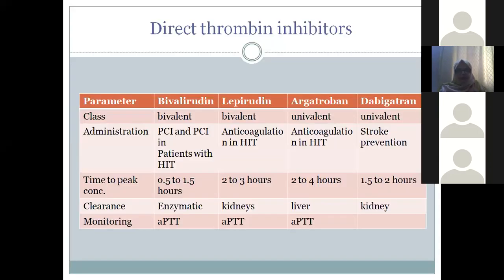Come to another class, which is direct thrombin inhibitors. I have made a chart which summarizes it better. On your extreme left you have the parameters, then the drugs on your right, such as bivalirudin, lepirudin, argatroban and dabigatran. The class: they all are bivalent except argatroban, which is univalent. This is their covalent binding.